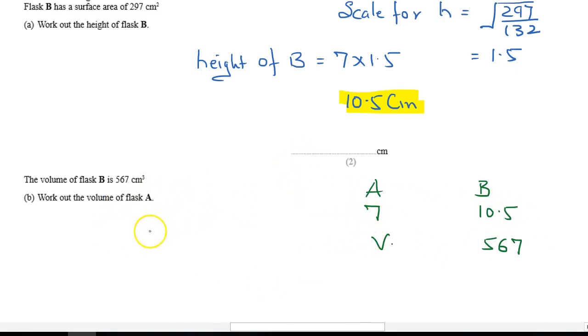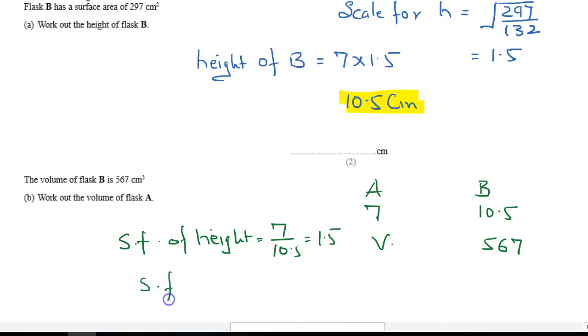Now we have seen that the scale factor of height, that is 7 over 10.5, we have already calculated, that is 1.5. So scale factor for volume is equal to 1.5 cubed. Now this is bigger, so we are not going to multiply, we are going to divide.